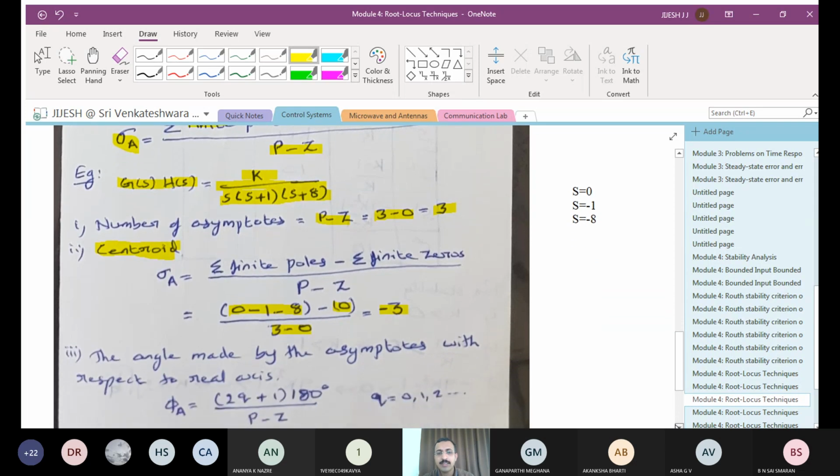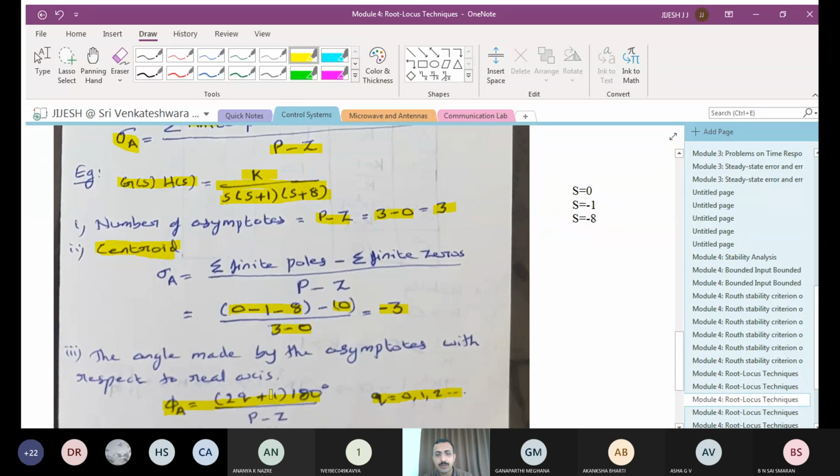So the angle made by the asymptote with respect to the real axis can be calculated using this equation: (2q + 1) times 180 degrees divided by (p minus z), where q is 0, 1, 2, 3 etc., and p minus z in this case is 3. So first you substitute q is equal to 0 and find out what phi a is.